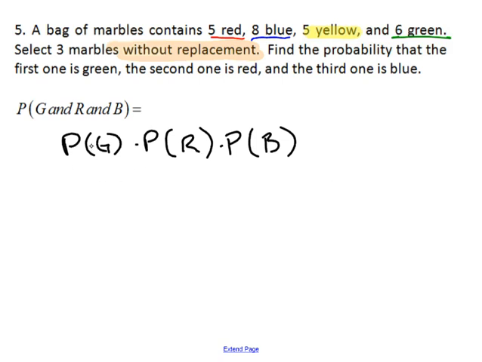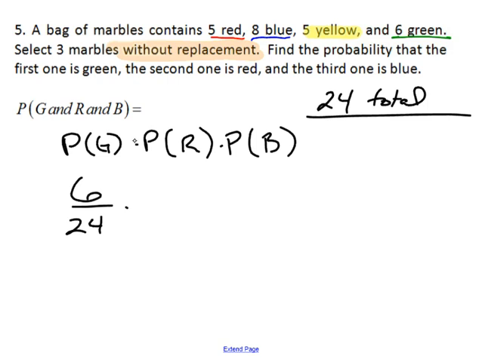So, probability of a green. Well, there are 6 greens, and there are 24 total marbles. So 6/24. Now, since we're doing this without replacement, we reach in, we pull out a green marble, we look at it, we cast it aside, and we're going to reach back into the bag. How many red marbles are there? There's 5. How many marbles total are there? 23. Not 24, because we took that green marble and we threw it away.